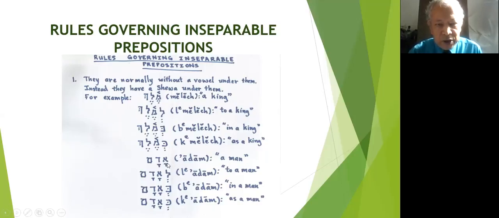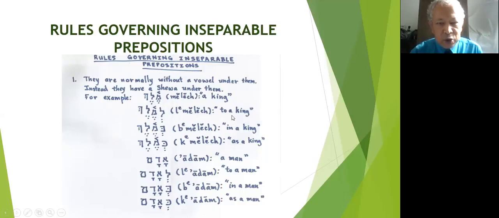Now let us look at another example. I illustrated melek, which is a noun meaning a king. I'm now looking at another noun, atham, which is a noun meaning a man, or it could be translated as Adam. Le atham is to a man. Be atham is in a man. Ke atham is as a man. So notice how these inseparable prepositions join themselves to the noun so that they become part of the noun.